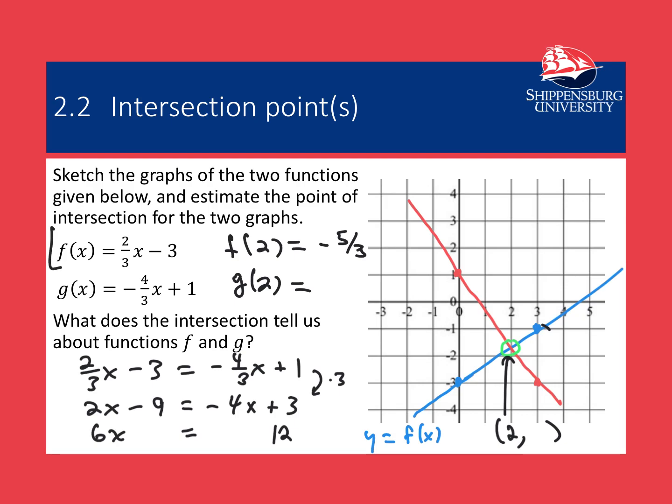I'm getting that by plugging 2 in for x in this formula, and then just using my rules for fractions. Similarly, g of 2, I'm putting 2 in for x in this equation, and I will also get minus 5/3. So the coordinates of this point: the x-coordinate is 2, the y-coordinate is negative 5/3. And what that means, from the point of view of the functions, is that 2 is the input where the functions have the same output. That's what the point of intersection means.